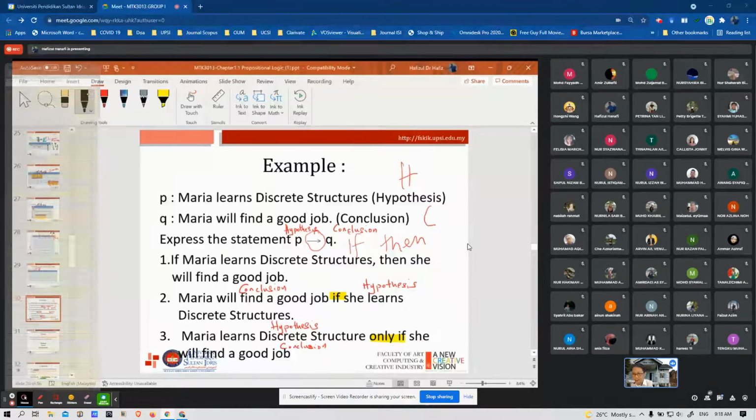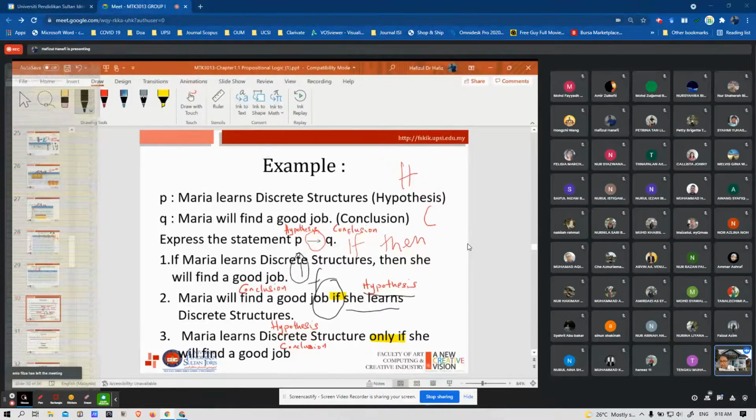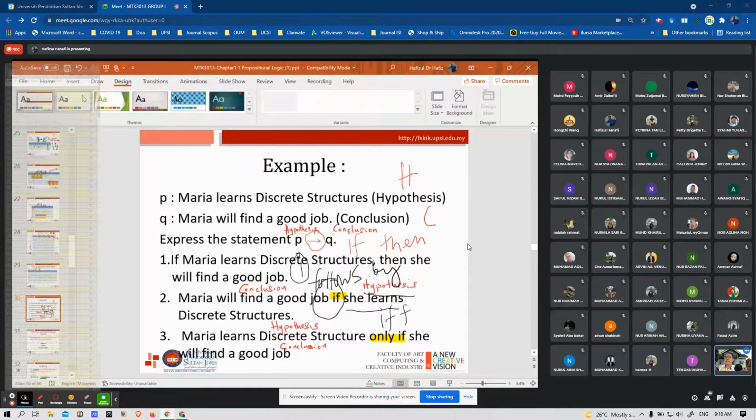Okay, this one is the first case. The second one is Maria finds a good job if she learns discrete structure. The conclusion follows from the hypothesis. This one we learned last week. And then Maria learns discrete structure if and only if she will find a good job. Okay, this one is the example.